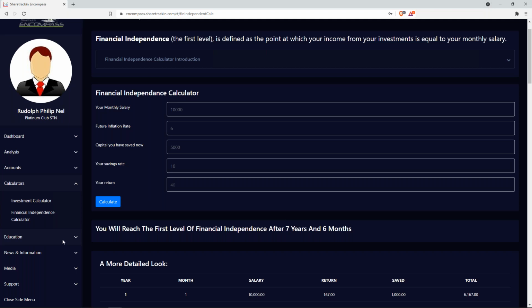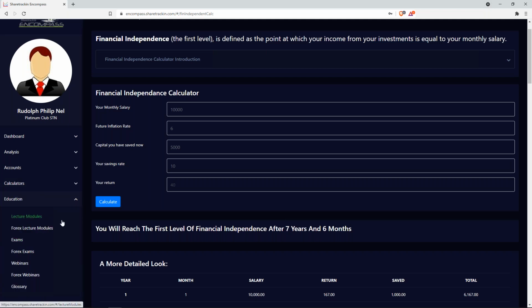Okay. Then underneath education, you've got your lecture modules. So obviously, some of these things aren't available yet. So they will become available with time. Like for instance, with the Forex stuff, it's not available as of yet. It's open for testing for the support guys so far, but it's not open to everyone as of yet.